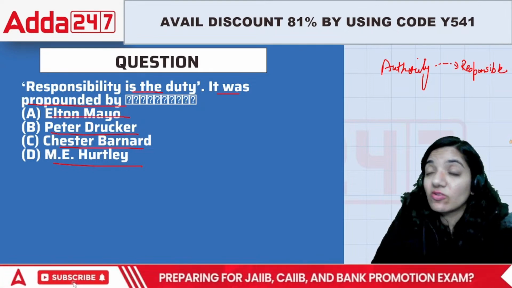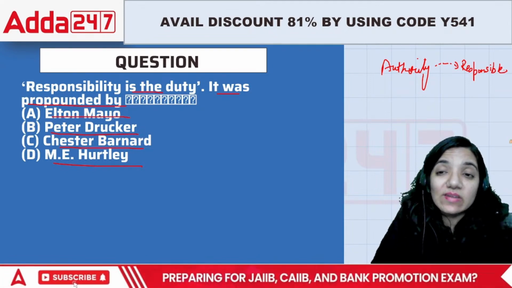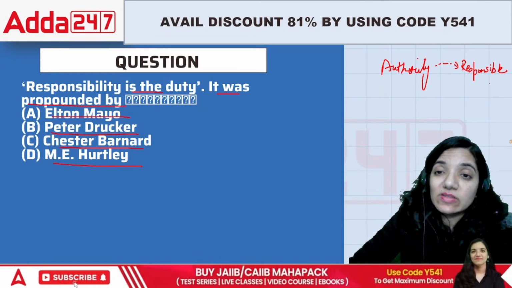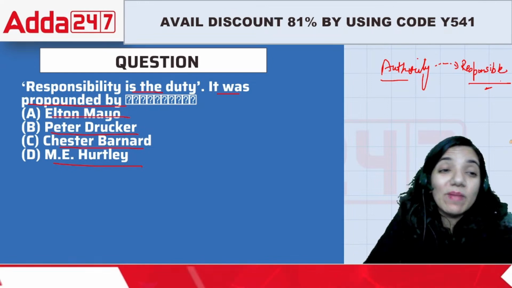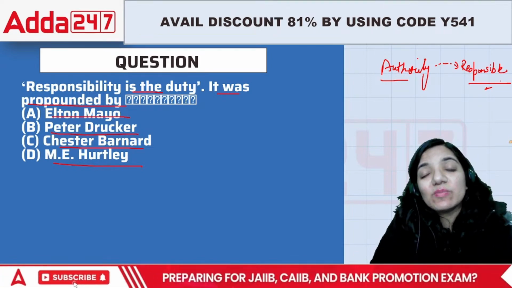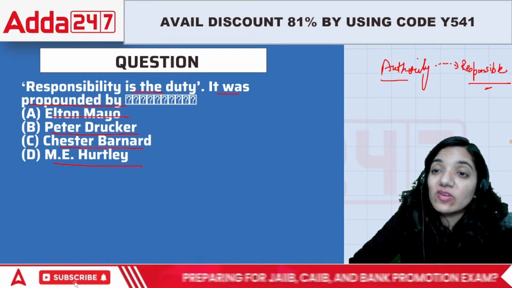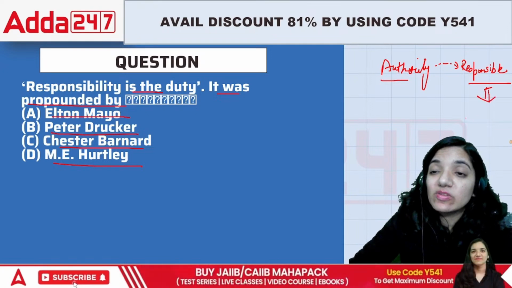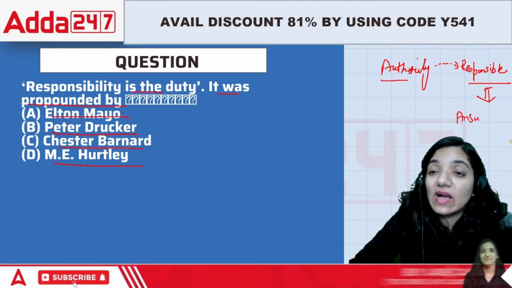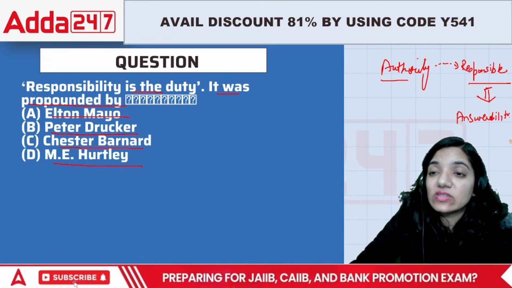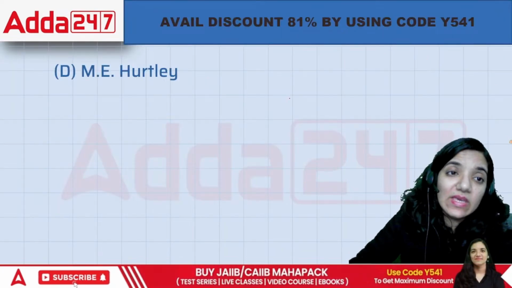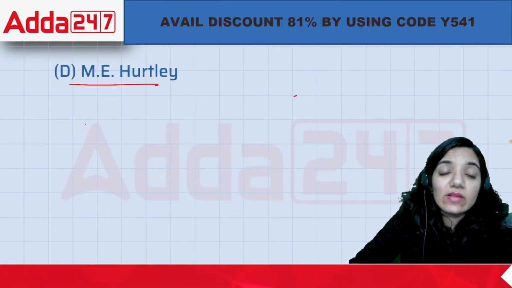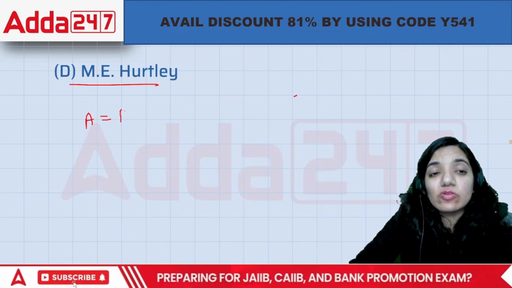So whenever someone has greater authority, greater responsibility is also given to them to balance it out. Responsibility is basically a duty. From authority we get responsibility, and from responsibility we also get answerability. So there are three things getting out of it. This is given by M.E. Hartley: authority is equal to responsibility.